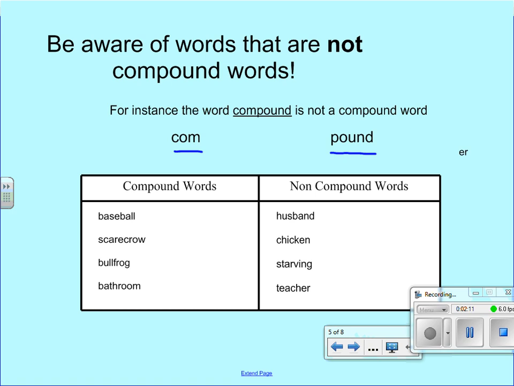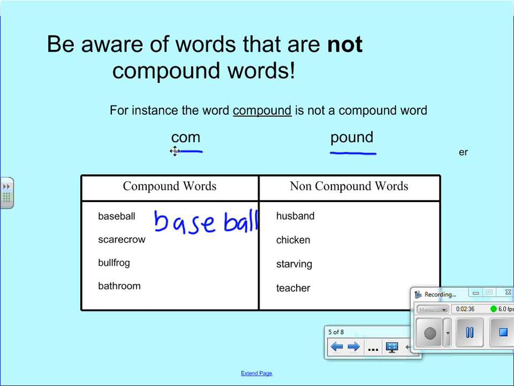Here's a list of compound words. Baseball is a compound word because when separated, base and ball are both words all by themselves. Some more compound words are scarecrow, bullfrog, and bathroom.